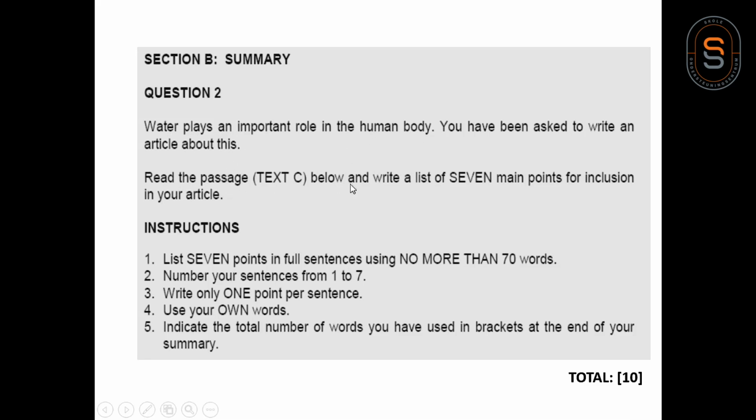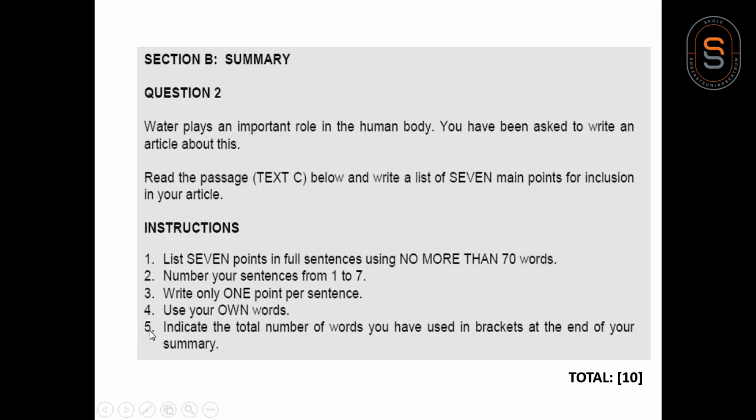Read the passage and write a list of 7 main points. So you highlight 7 main points. You know it is 7 points. It is point form. Instructions: List 7 points, very important, in full sentences using no more than 70 words. Number your sentences from 1 to 7. Write only 1 point per sentence. Use your own words. Indicate the total number of words you've used in brackets at the end of your summary.